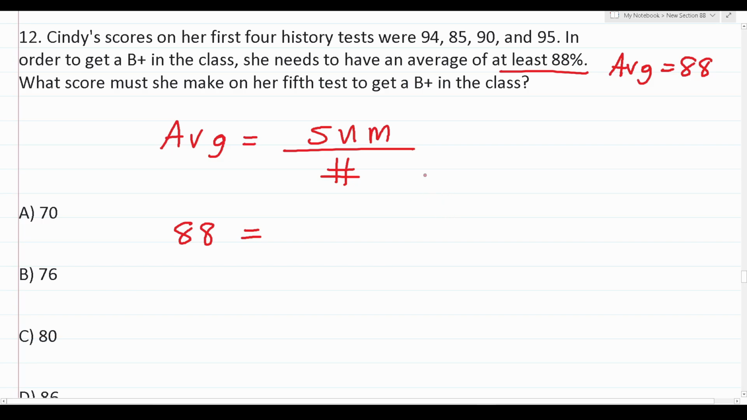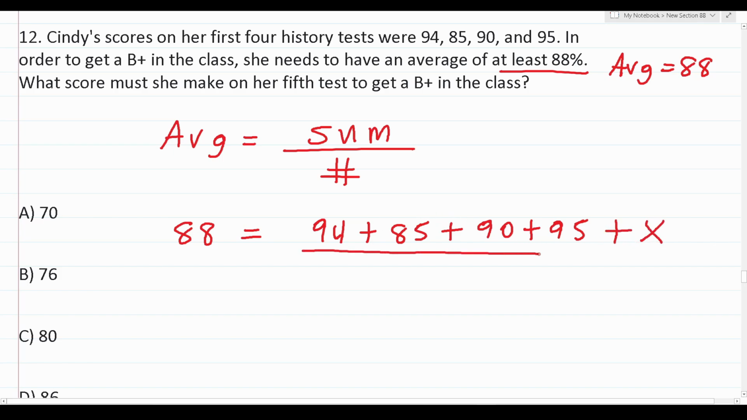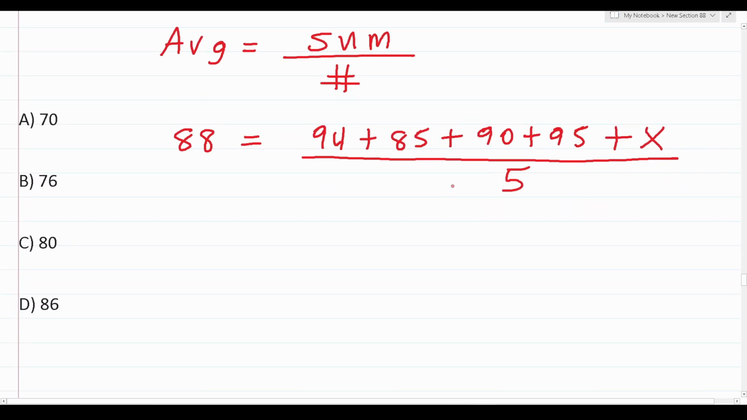What is the sum of the data points? Well, that's going to be the sum of her test scores in this case. So that's going to be 94 plus 85 plus 90 plus 95. And then we also have to include the unknown score she gets on her final test. So that's going to be X. All right. We're going to divide that by how many tests she took. That's 1, 2, 3, 4, 5. By solving this equation for X, we'll know what her score on her final test, which I called X, has to be for her to have an average of 88%.